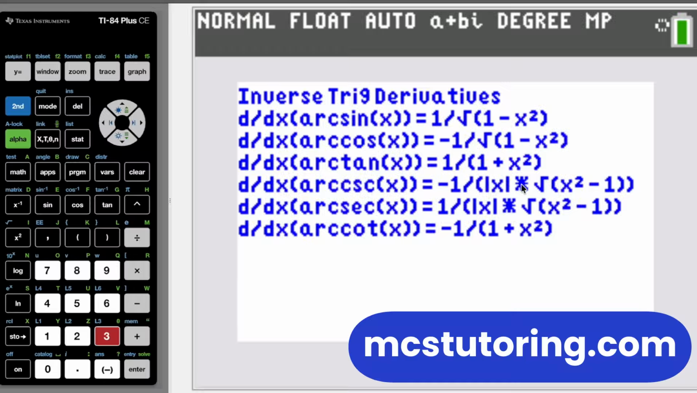Oh my gosh, this reminds me of Space Invaders back in the day. It's a program that's got to be 40 years old. But in any case, that's the multiplication symbol.